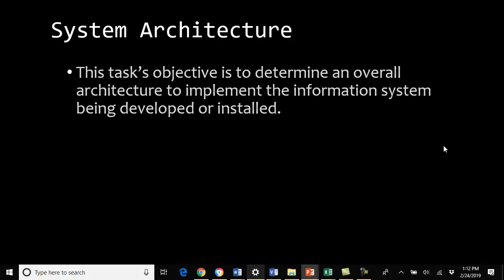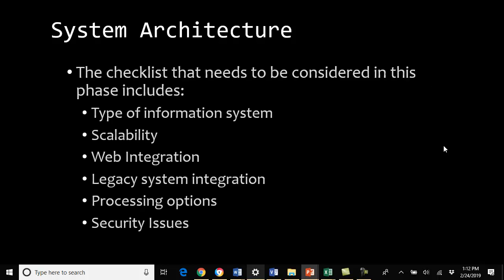Okay, the system architecture, as I mentioned before. This task's objective is to determine an overall architecture to implement the information system being developed or installed. So when we talk about the architecture, we're basically talking about the computers needed, the network needed, how it's going to be utilized, where we're going to implement this new system, and what kind of computer or server the system is going to be put on.